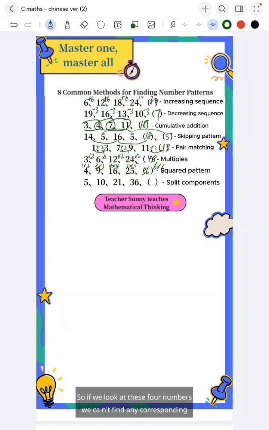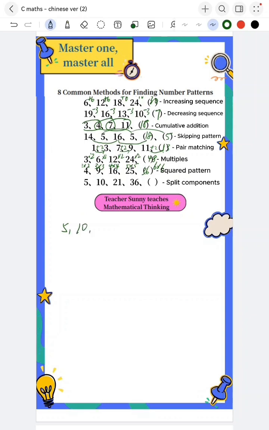So if we look at these 4 numbers, we can't find any corresponding pattern from the 7 patterns above. So how do we solve this? We use the splitting method. For this type of question, if you can't find a method or any pattern, you can use the splitting method. So how do we split them? Let's take a look at how we do the splitting.